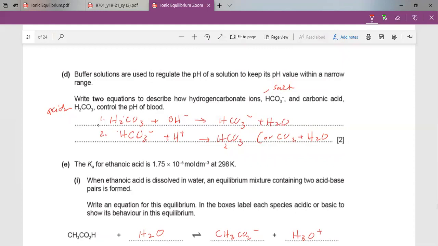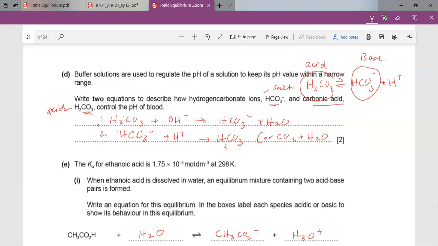and carbonic acid control the blood system. Remember, here they use one, because the carbonic acid is like H2CO3, reversible, giving you HCO3 minus plus H plus. Okay? So remember, this is your acid. This is your conjugate base. So they can go up and down.